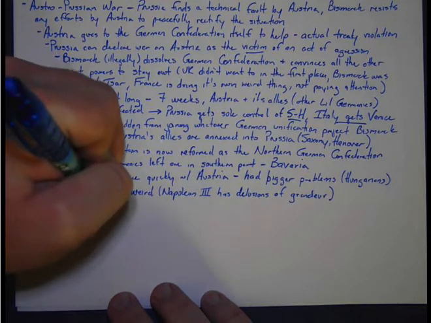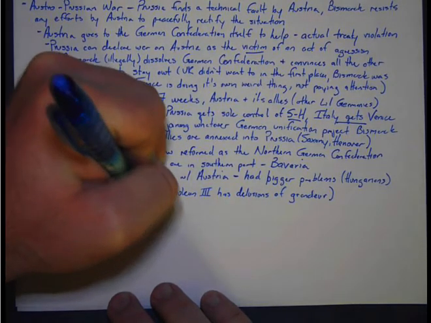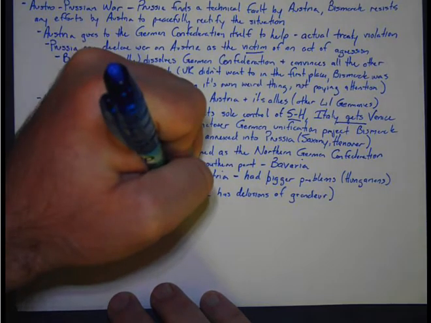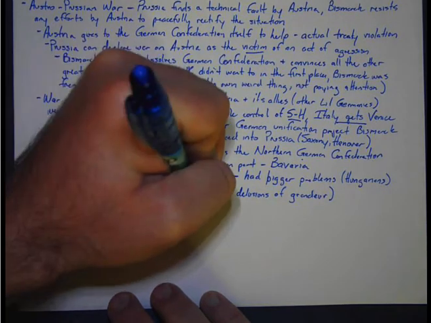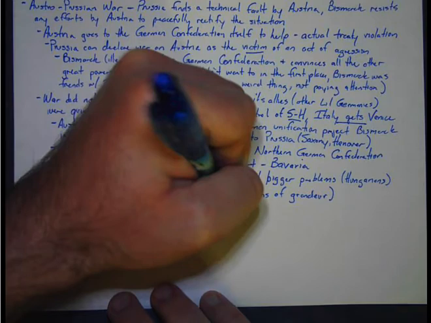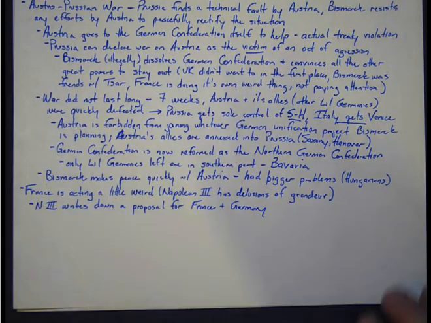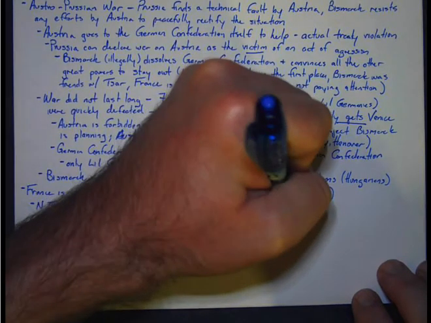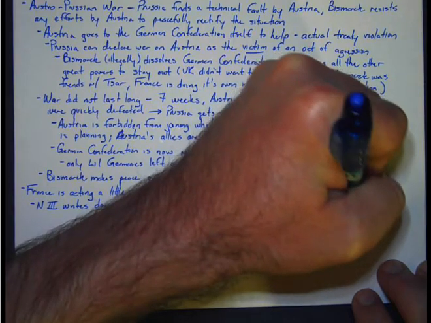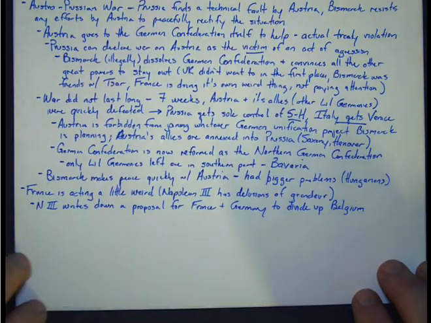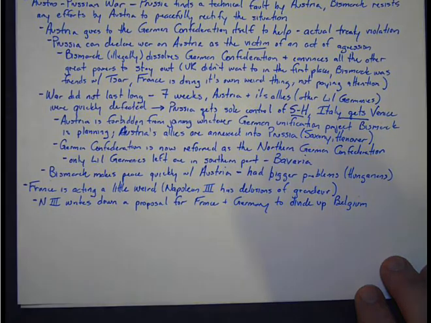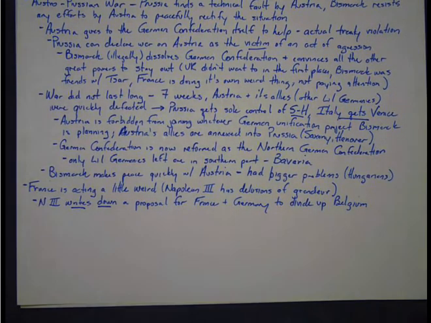He writes down a proposal for France and what I'm going to start to call Germany to divide up Belgium. And it's important to note that he writes this down and officially submits it to Bismarck.